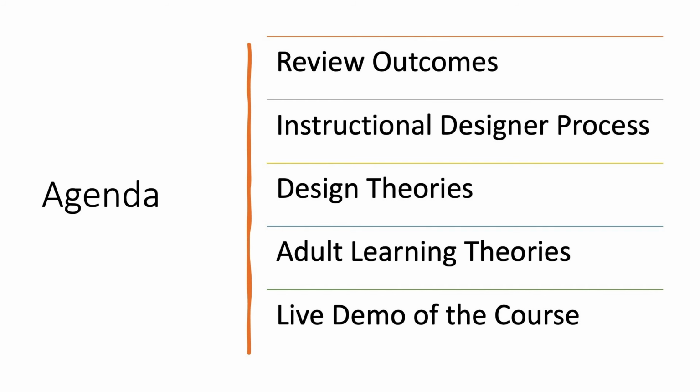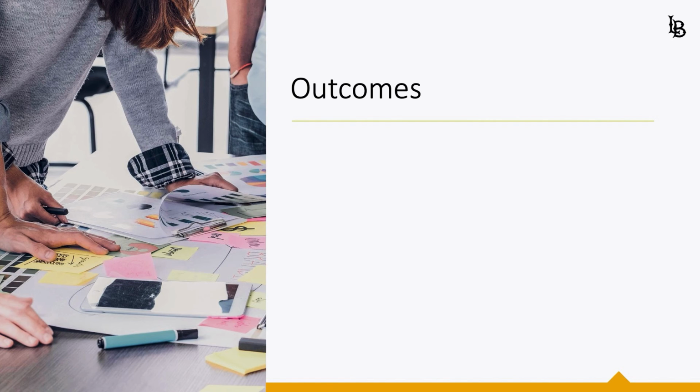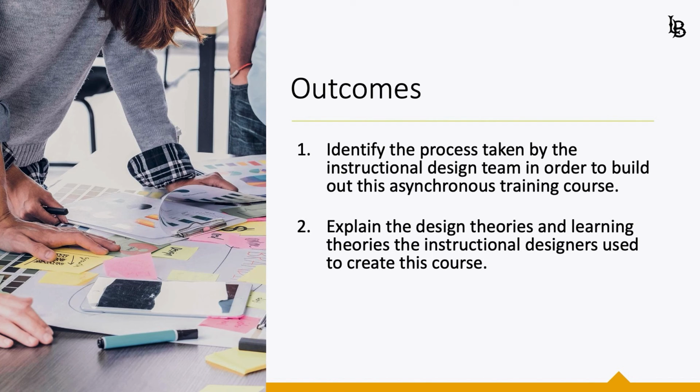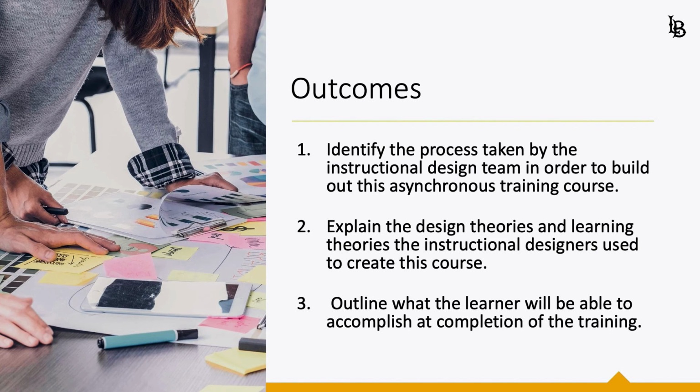There are a total of 3 outcomes you should be aware of as we navigate through this video. 1. Identify the process taken by the instructional design team in order to build out this asynchronous training course. 2. Explain the design theories and learning theories the instructional designers used to create this course. And 3. Outline what the learner will be able to accomplish at the completion of this training.